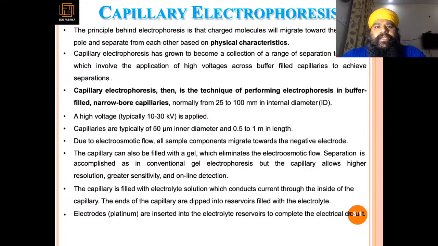The principle behind it is that the charged molecules will migrate towards the opposite pole and separate from each other based on their physical characteristics. Capillary electrophoresis is a technique of performing electrophoresis in buffer-filled narrow bore capillaries, normally from 25 to 100 micrometers in internal diameter. The high voltage typically applied is 10 to 30 kilovolts, and a capillary typically 50 micrometers in diameter and 0.5 to 1 meter in length is used.